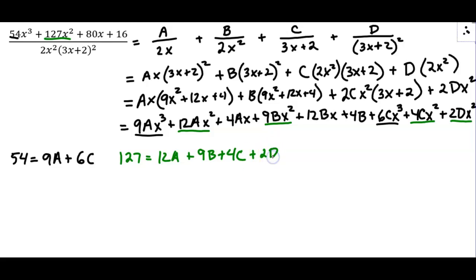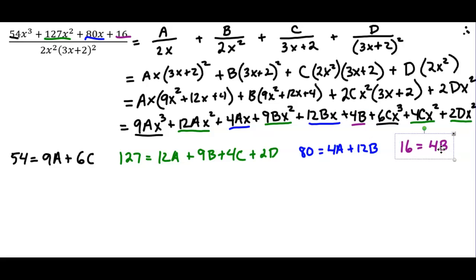So that's kind of a long one there. And what else do we have? An 80, right? So there's the 80. 80 equals, now these are the x terms. So 4a plus 12b. And then finally, we've got the 16 is equal to 4b.